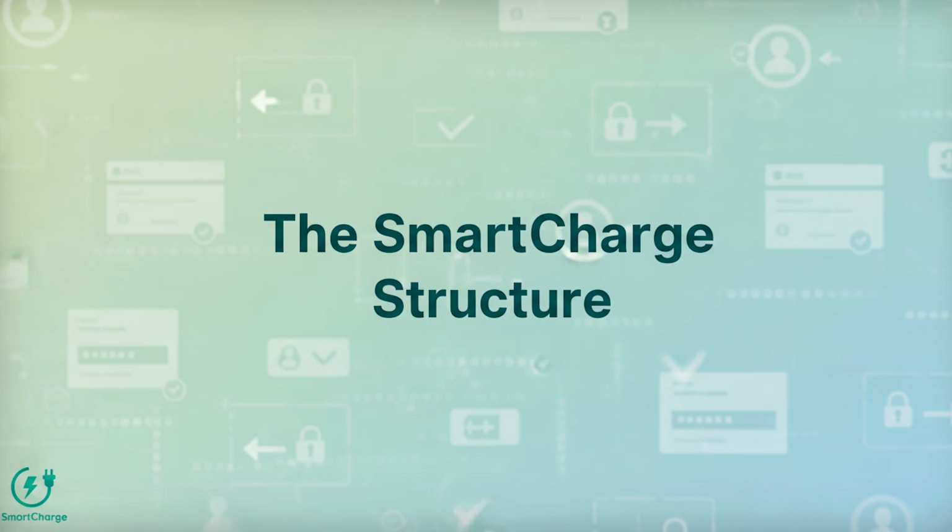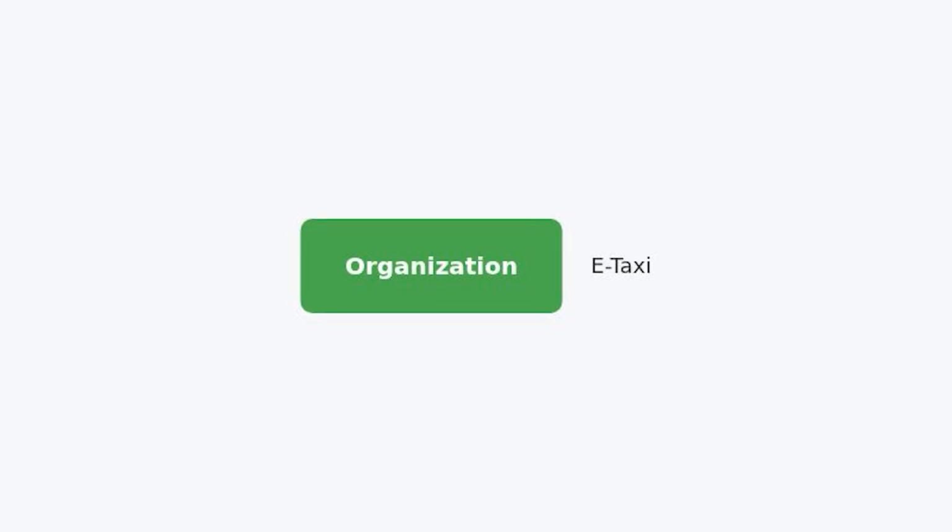Before we start adding chargers, let's take a moment to understand the SmartCharge hierarchy. This structure helps you efficiently manage anything from a few chargers to large-scale charging networks. At the highest level, SmartCharge uses organizations. You can create one or more organizations depending on your business needs.